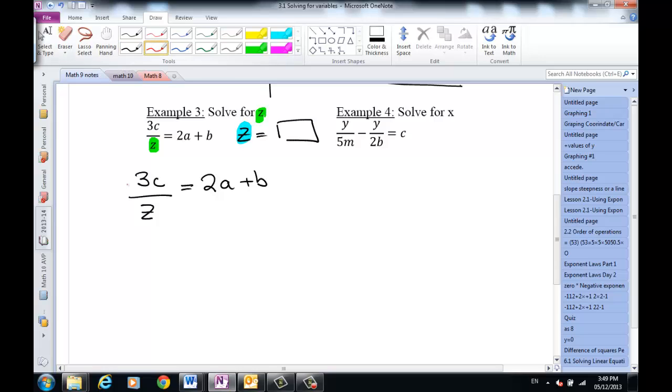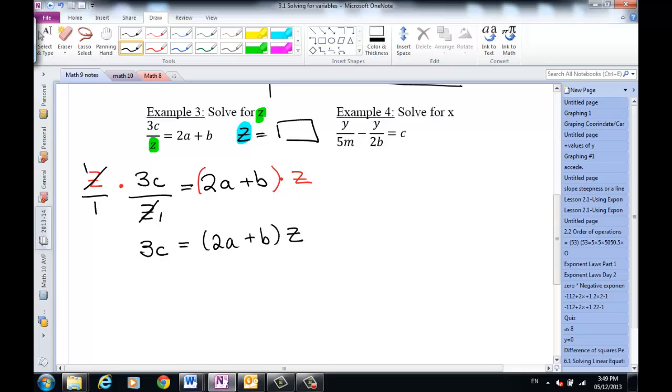Notice that what I can do is I can multiply both sides by z. Now it's really important that I put this whole thing in brackets because both sides are entirely multiplied by z. Now, this is the same thing as z over 1, and z divided by z is 1. And so on my left-hand side, I'm left with 3c. On my right-hand side, I'm left with 2a plus b multiplied by z.